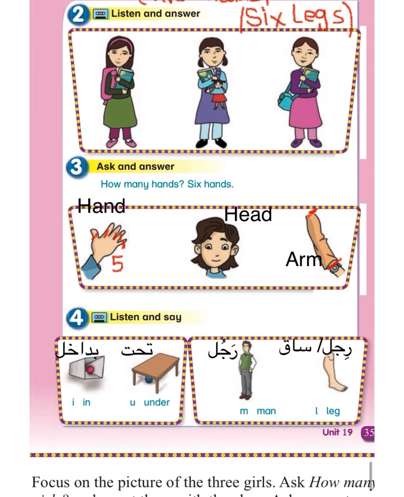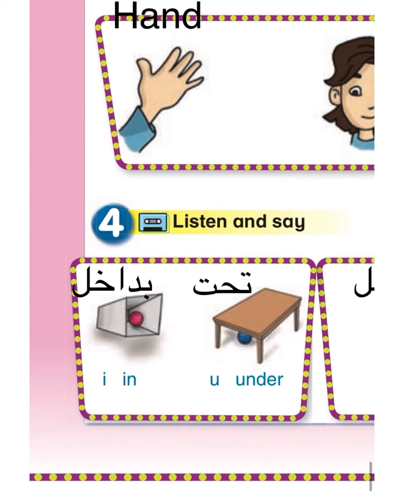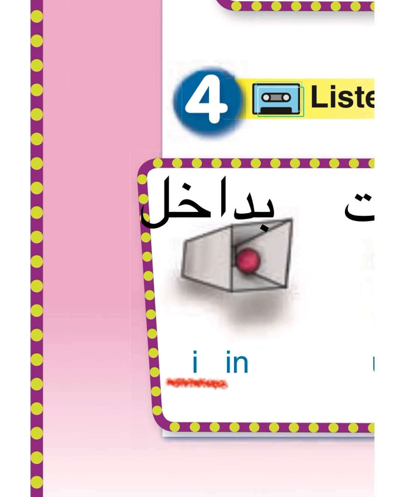Okay. Now, what about exercise number four? Here we have four letters. أربع أحرف. We know them. Let's remember them. The first letter is, who can tell me what is this letter? Yalla ya Maria, this is the letter I. Excellent. I is for IN. The ball is in the box, بداخل البوكس. Excellent, good job. I is for IN. IN means بداخل.